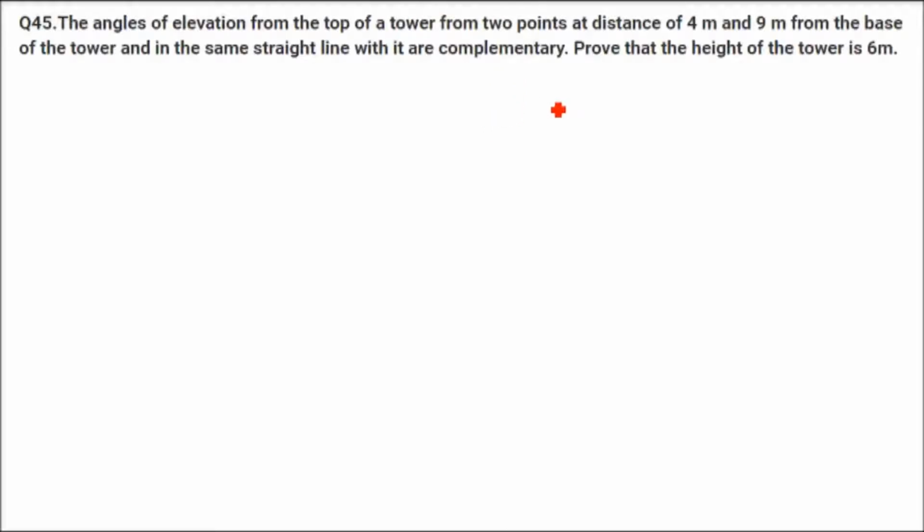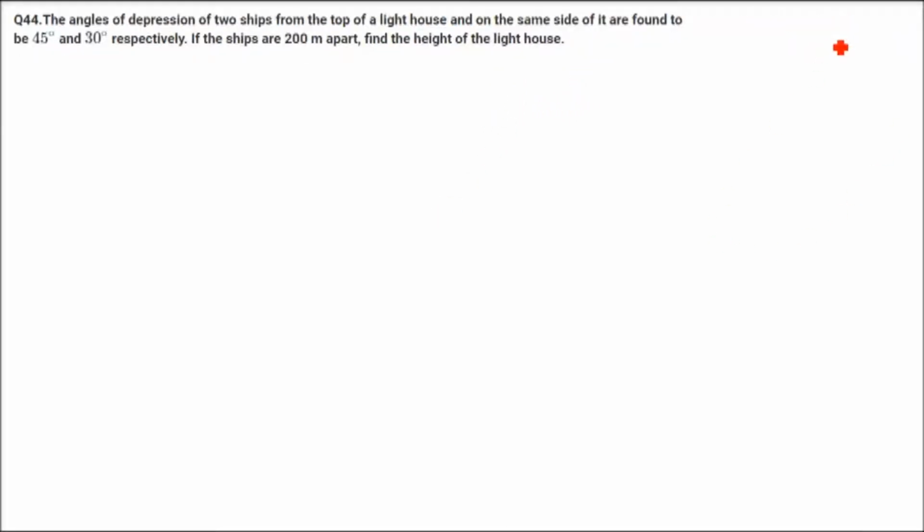The angle of depression of two ships from the top of a lighthouse and on the same side of it are found to be 45 degrees and 30 degrees. If the ships are 200 meters apart, find the height of the lighthouse. So the scenario is something like this. There is a lighthouse. Now there are two ships. One is here and the other is here. The angle is like this.